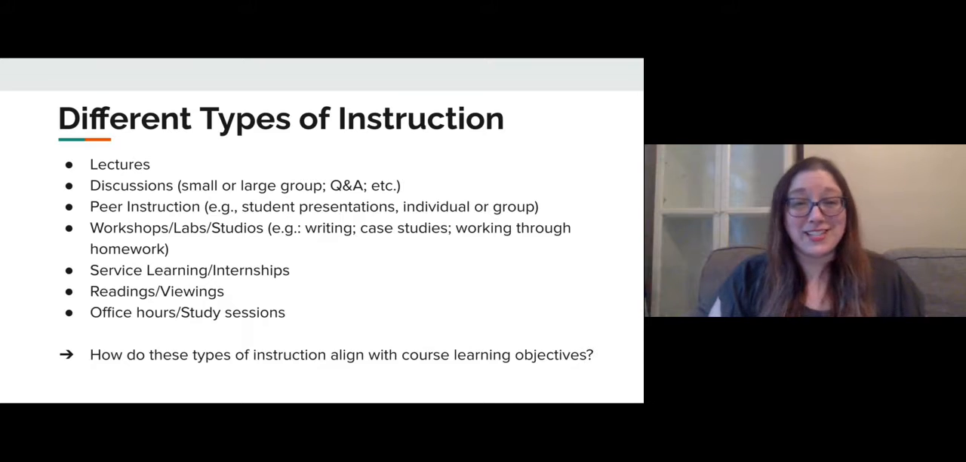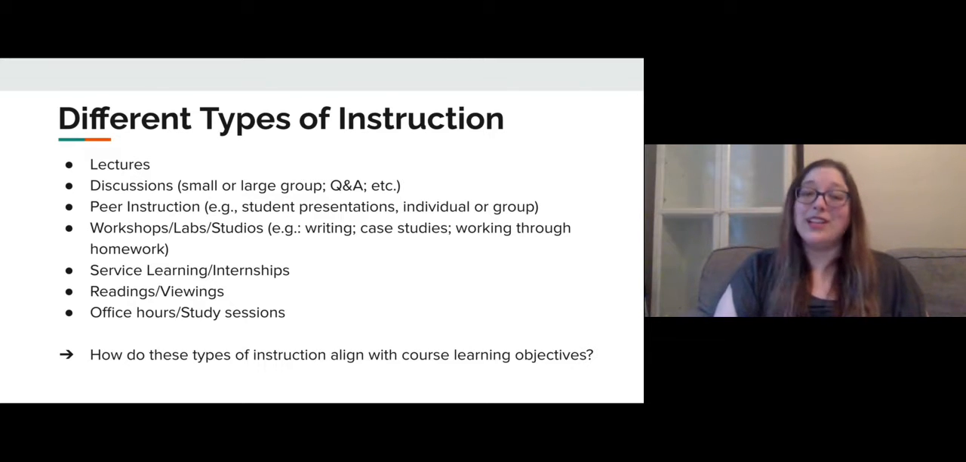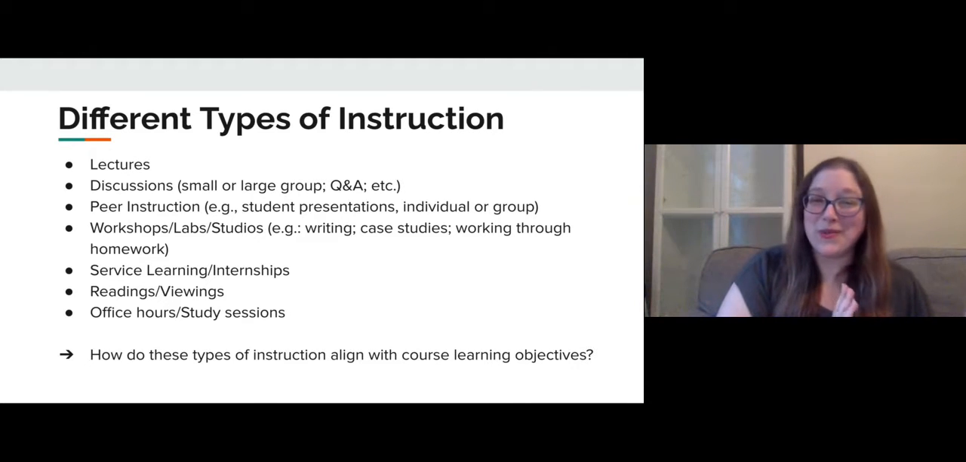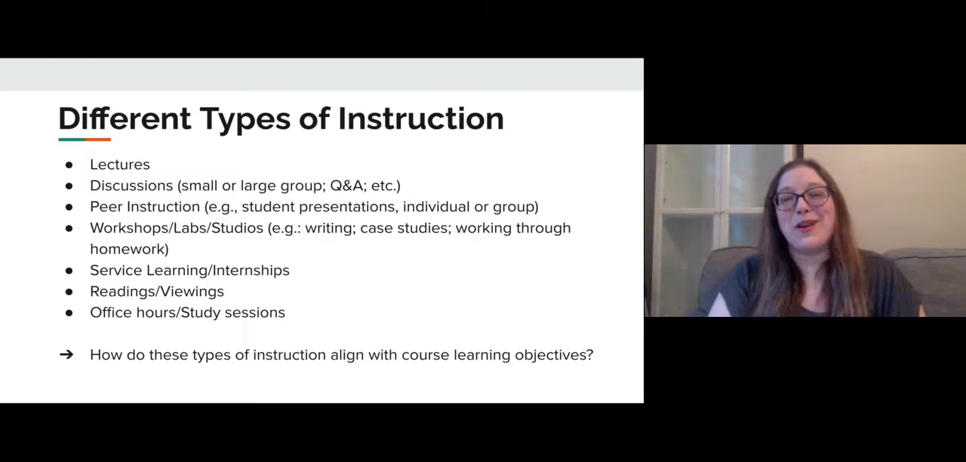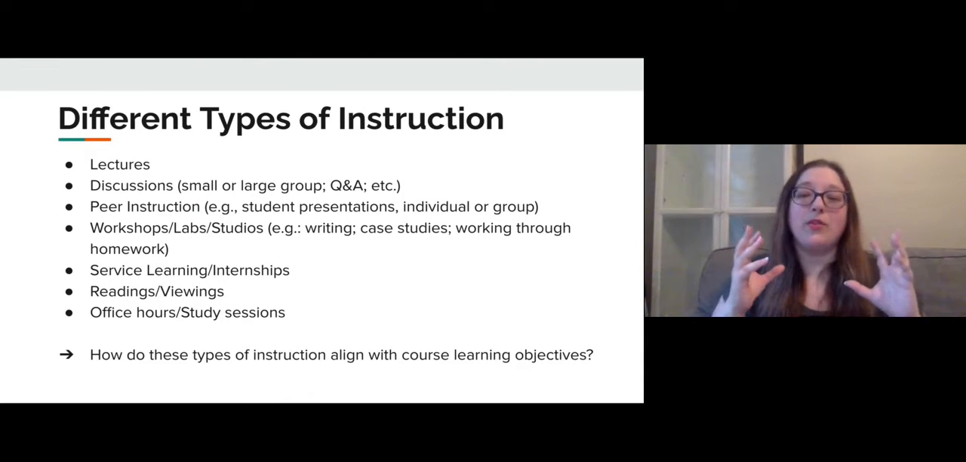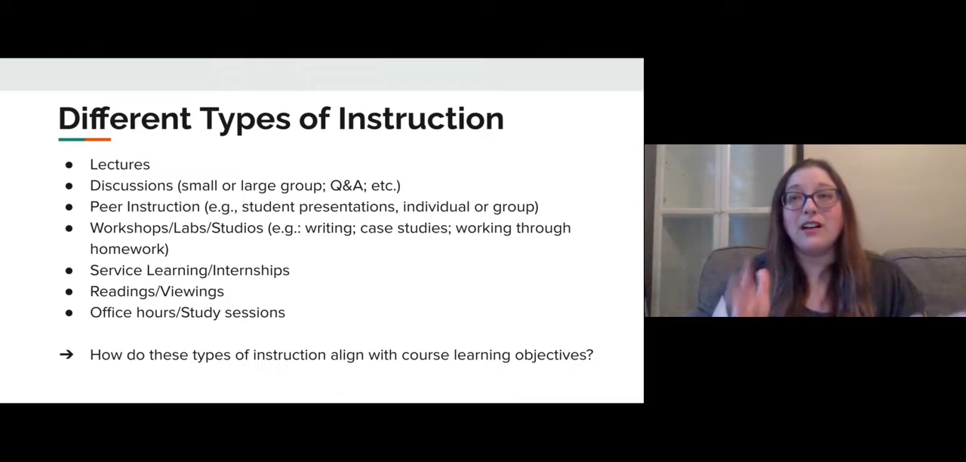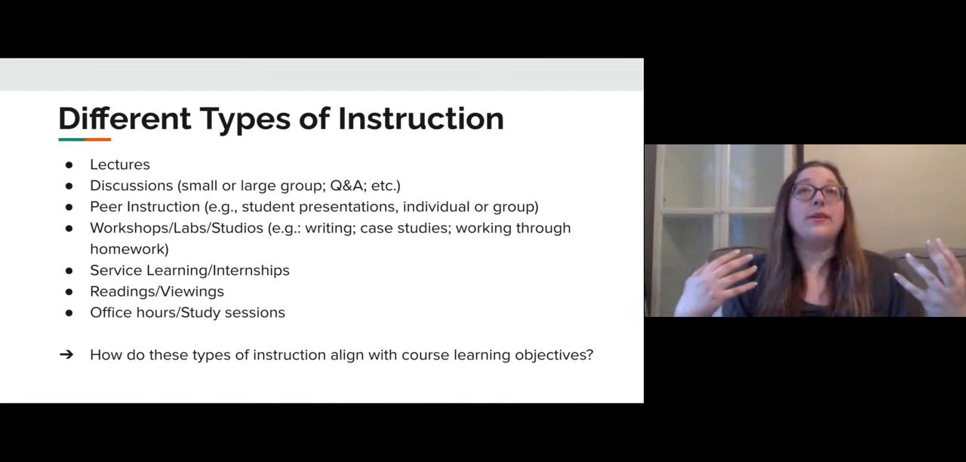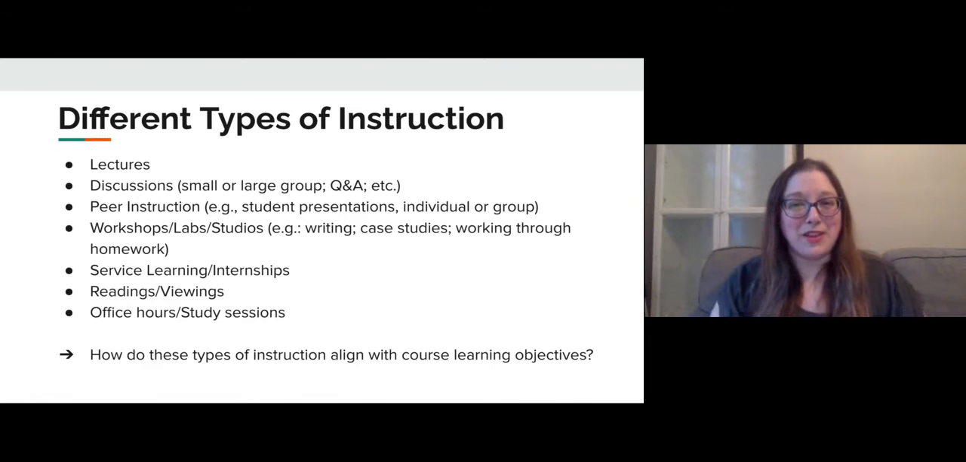So the main thing we have to consider with all of these different types of instruction is how they align with our course learning objectives. If we remember back to Module 1, one of the things we talked about right at the beginning of that module was thinking about how your learning objectives align with your assessments and with your instructional strategies. So we brought up an alignment matrix at some point.